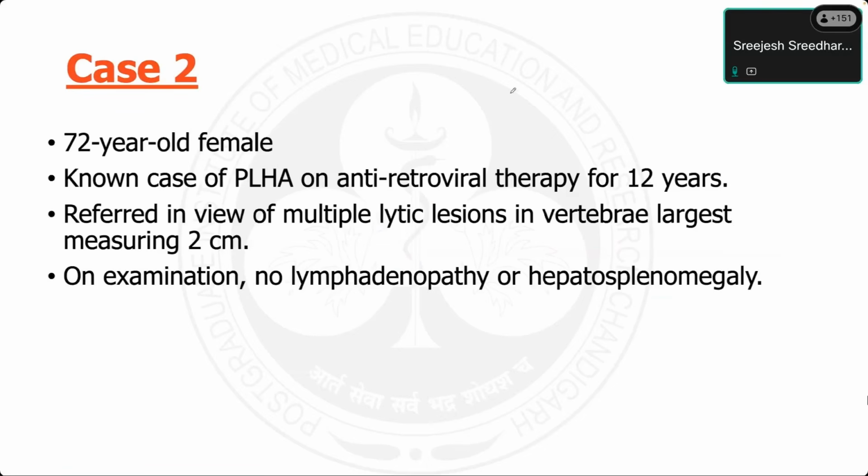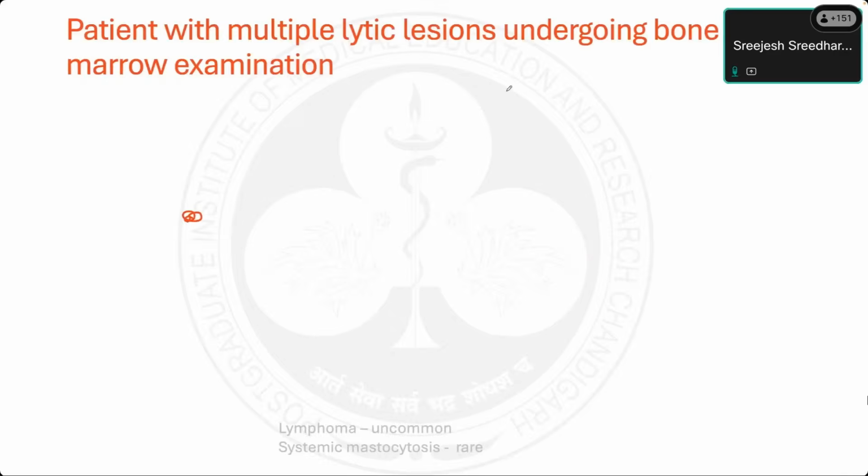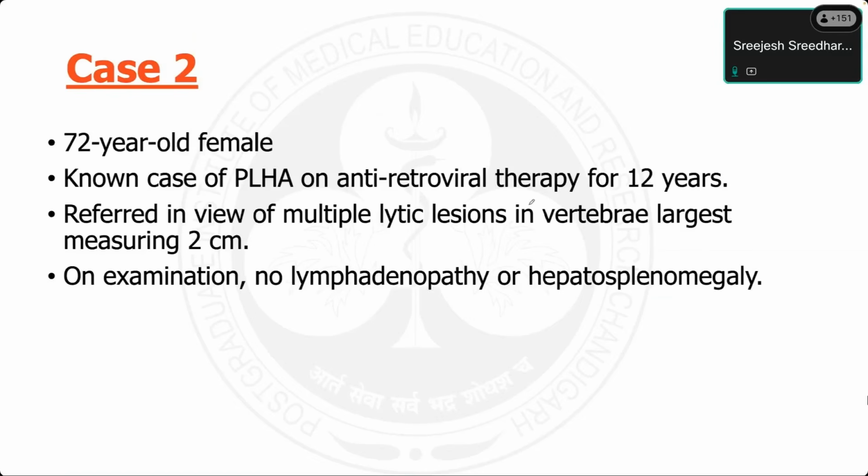This second case is a 72-year-old elderly female, a known case of PLHA on antiretroviral therapy for 12 years. She was referred in view of multiple lytic lesions in the vertebrae, the largest 2 centimeters. On examination, no lymphadenopathy or hepatosplenomegaly. So basically, multiple lytic lesions, and she has been on antiretroviral therapy for the last 12 years.